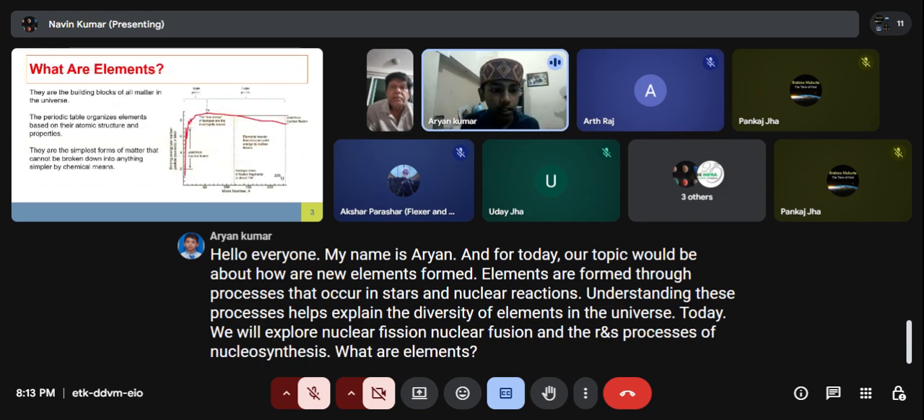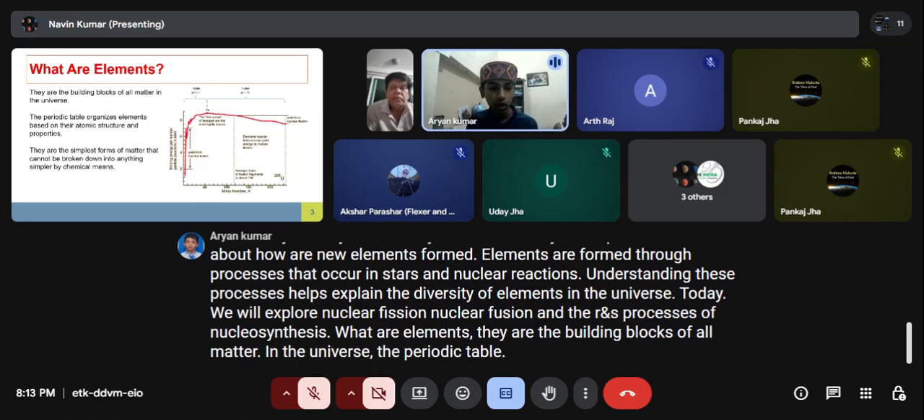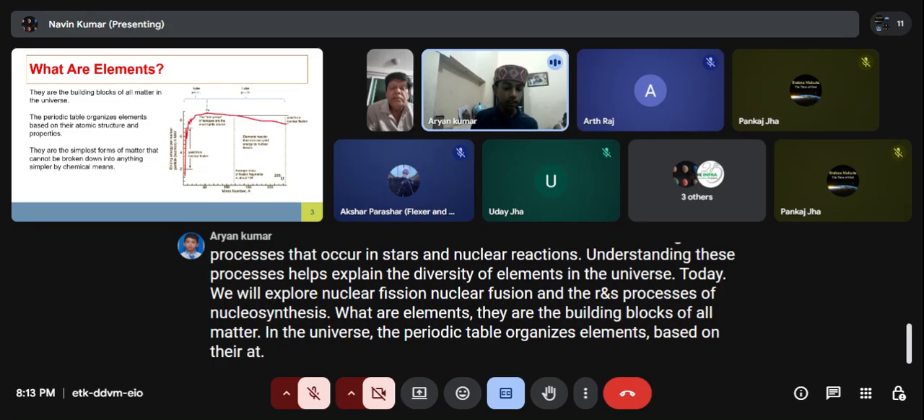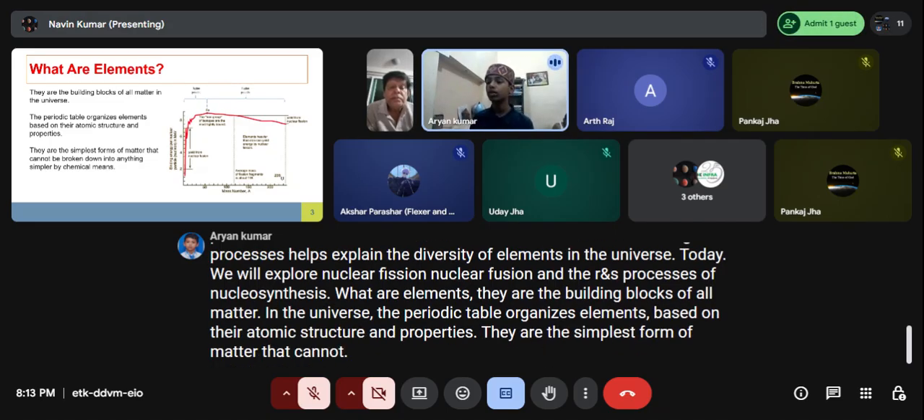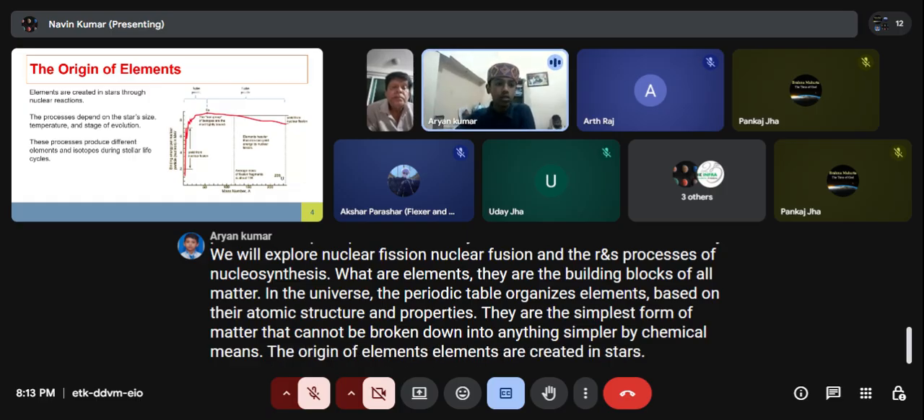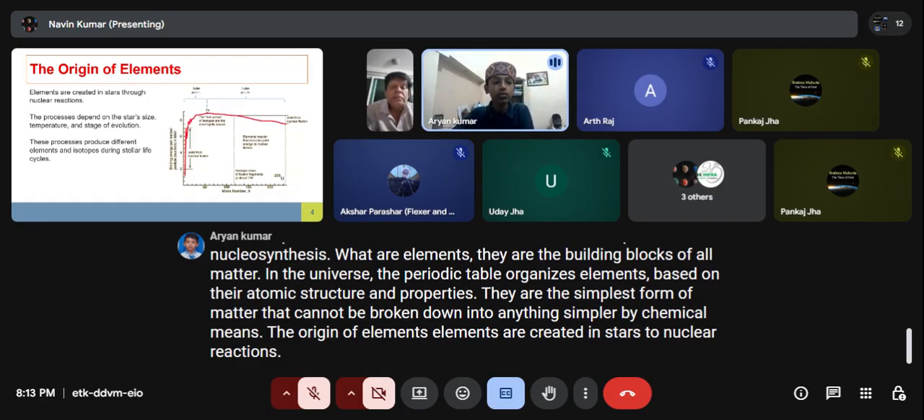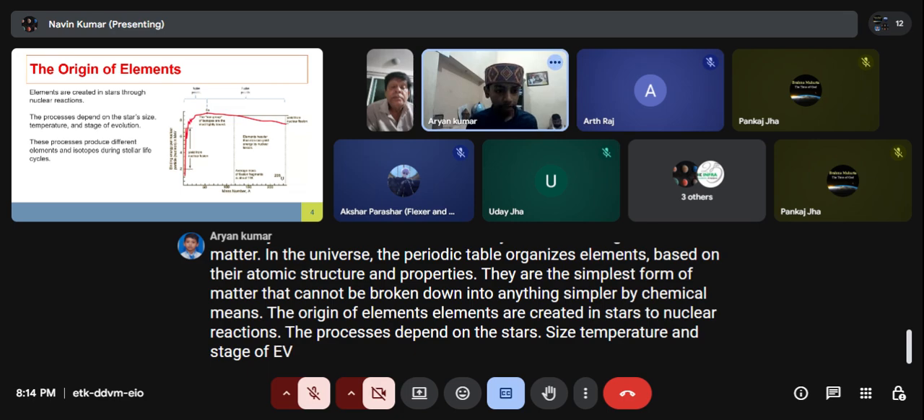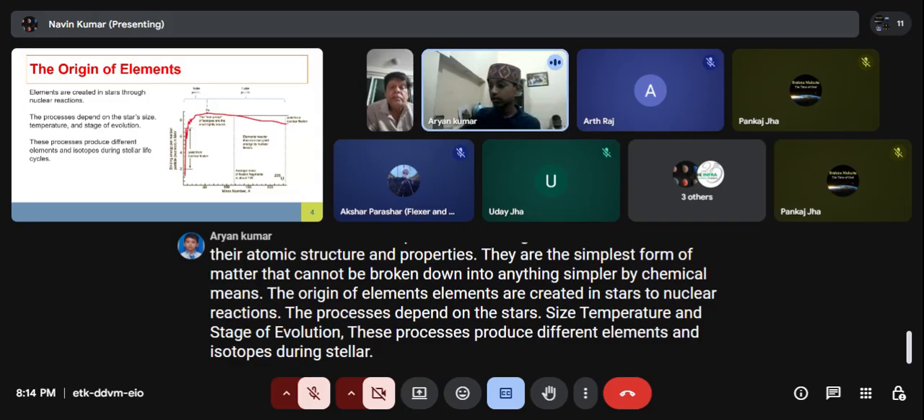What are elements? They are the building blocks of all matter in the universe. The periodic table organizes elements based on their atomic structure and properties. They are the simplest form of matter that cannot be broken down into anything simpler by chemical means. The origin of elements: elements are created in stars through nuclear reactions. The processes depend on the star's size, temperature, and stage of evolution. These processes produce different elements and isotopes during stellar life cycles.